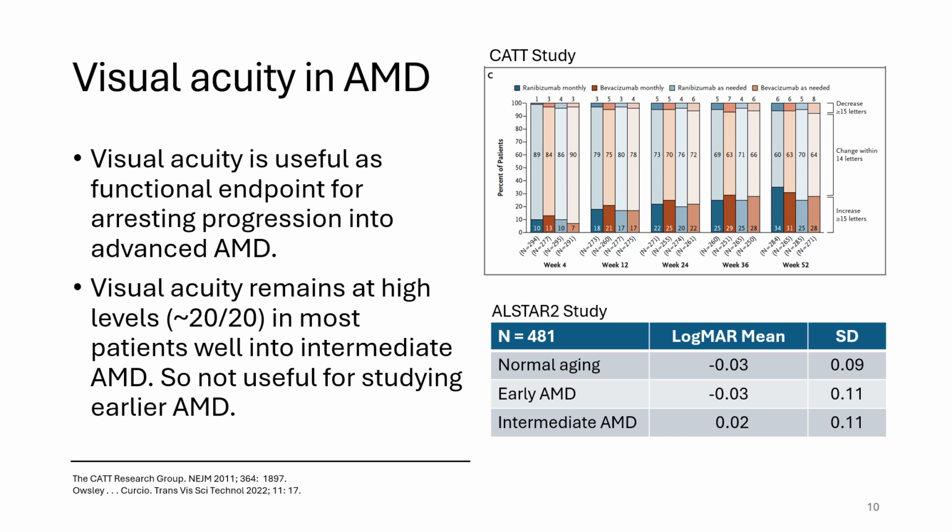It is also important to point out that visual acuity is not really useful for studying early and intermediate AMD. On the bottom, we see data from ALSTAR2 for patients with normal aging and early and intermediate AMD. As you can see, visual acuity was approximately 20/20 in all groups, with the standard deviations also being very similar.